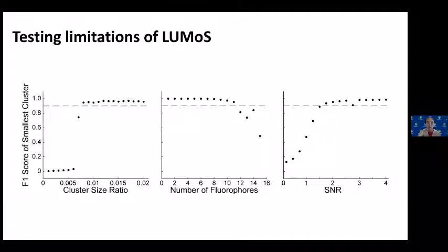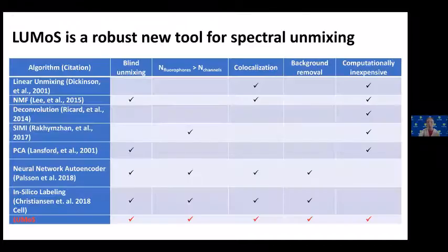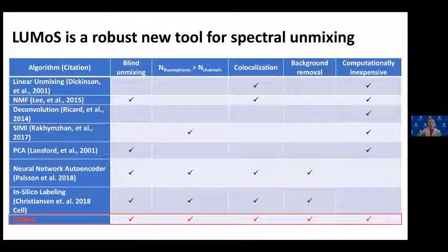So those are the things we did with our developed tool for spectral unmixing, and it turns out to be a very robust, easy to use tool. When we look back on our table comparing the desired features, we realize that we can achieve all of the goals here.